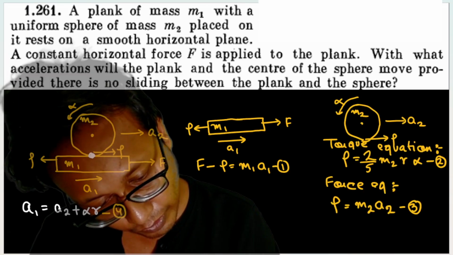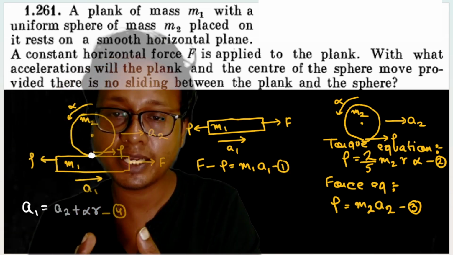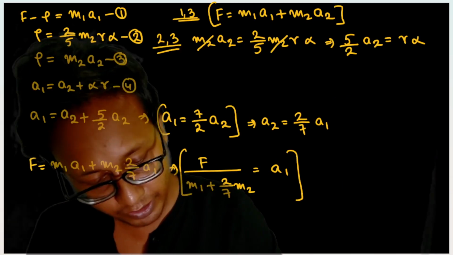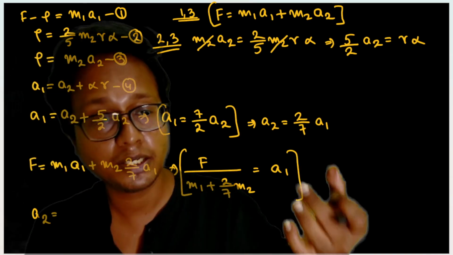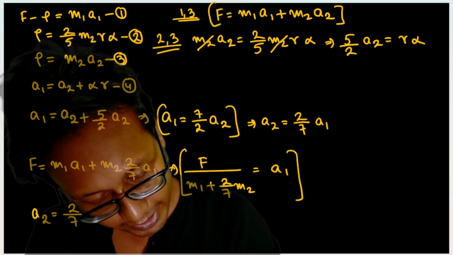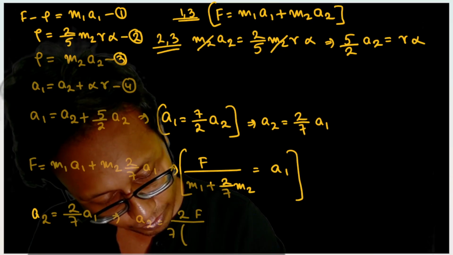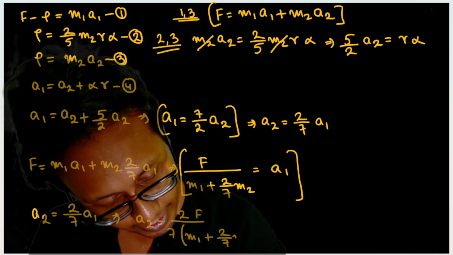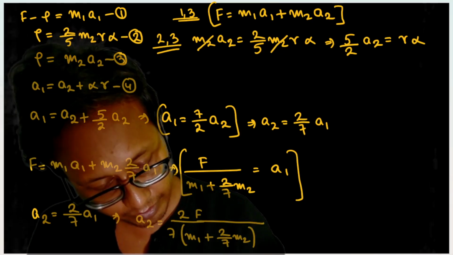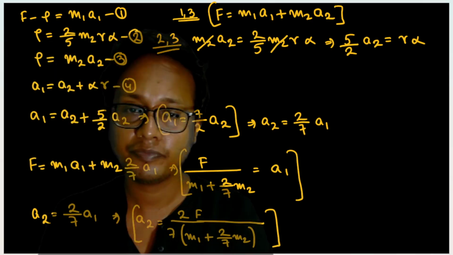I found out the acceleration of the plank, and now let's find out the acceleration of the sphere. The acceleration of the sphere is nothing but a2. a2 is nothing but 2 by 7 a1, or a2 is equal to 2F by 7 into m1 plus 2 by 7 m2. Simple enough. So this was our question, and this was our answer.